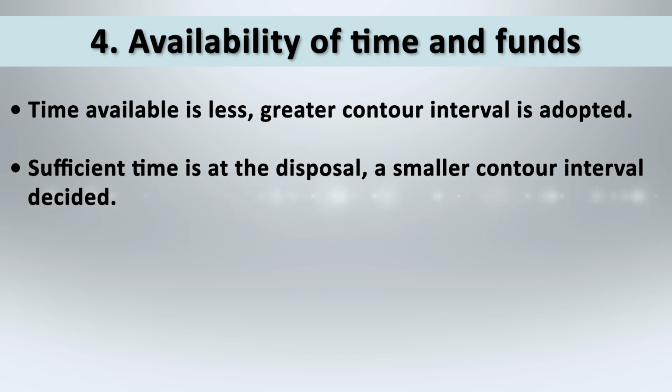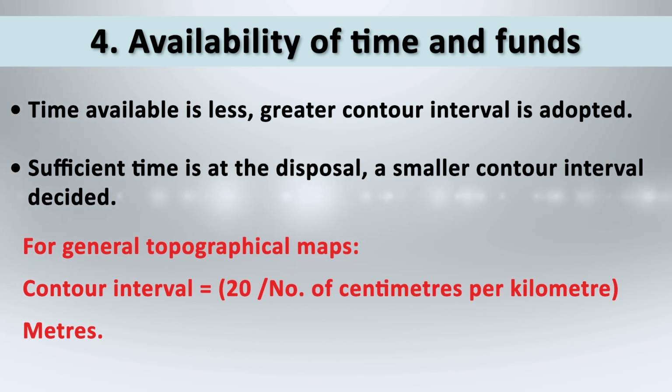For a general topographical map, the contour interval may be decided from the following rule. Contour interval equals 20 divided by the number of centimeters per kilometer. This equation gives the value of the contour interval in meters.